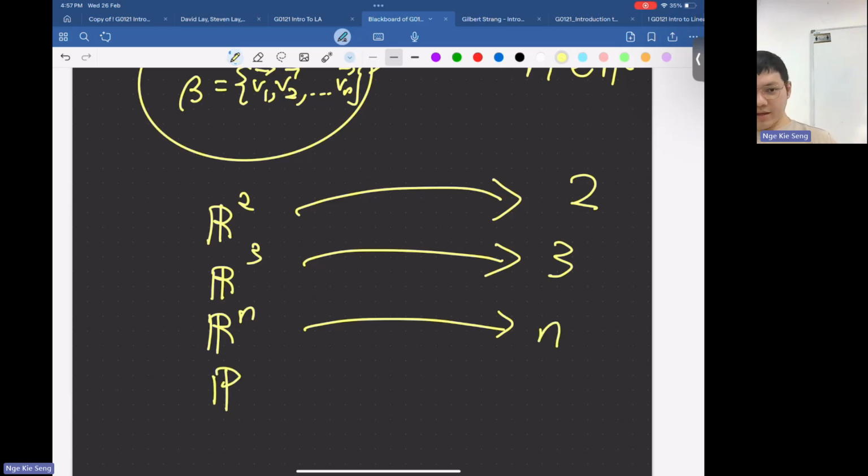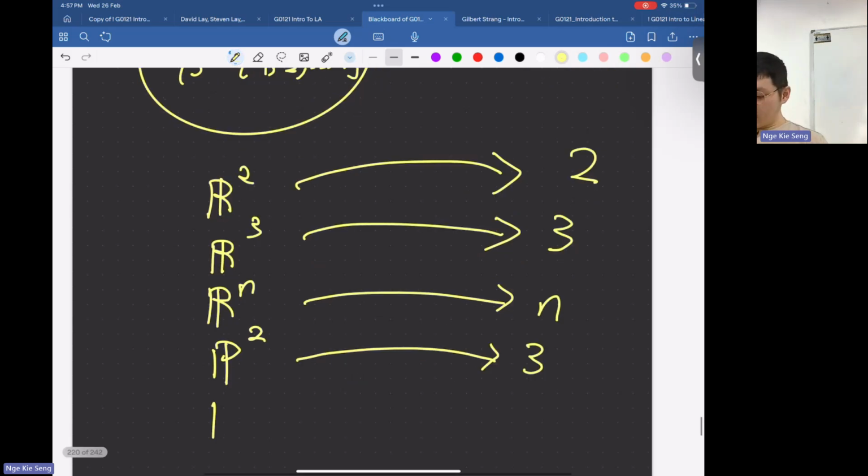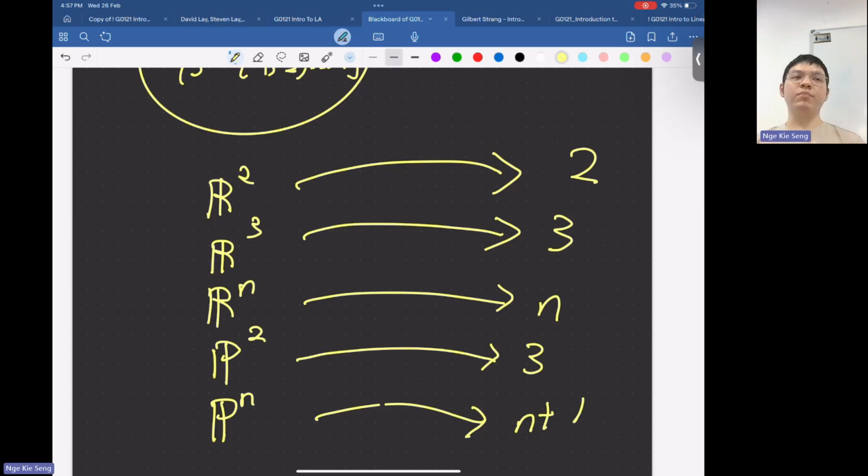Another one, P2, which we showed just now: polynomials of degree at most 2. This is 3. In general, Pn will go to n plus 1. Why plus 1? You need to consider your constant degree term. That's where the plus 1 comes from.